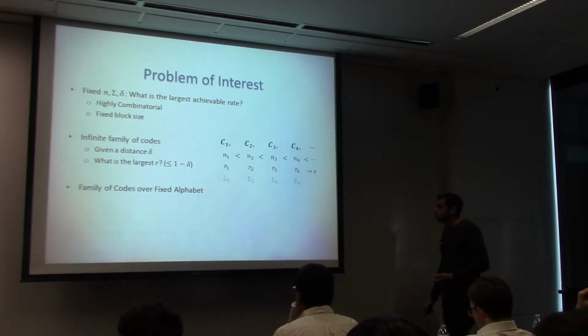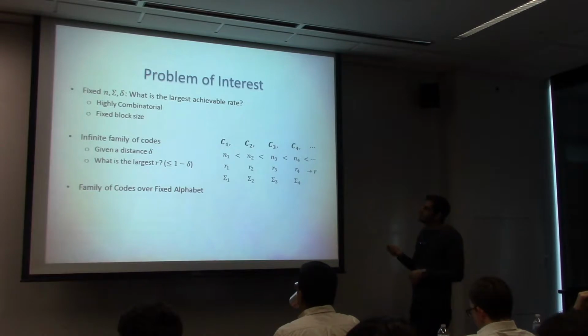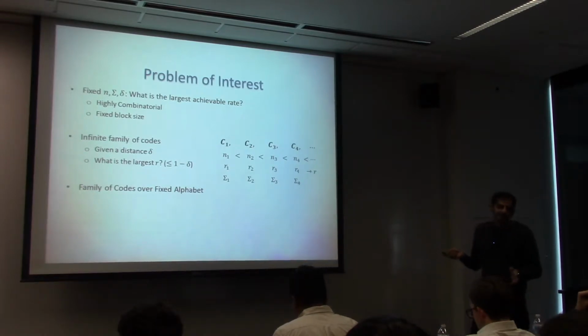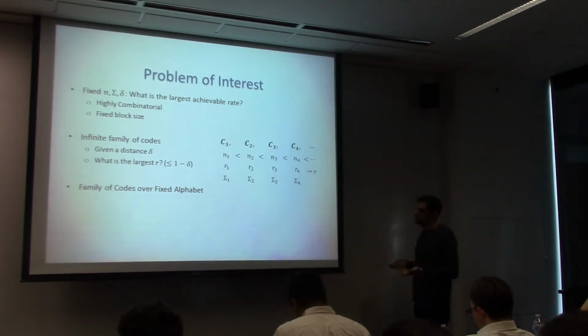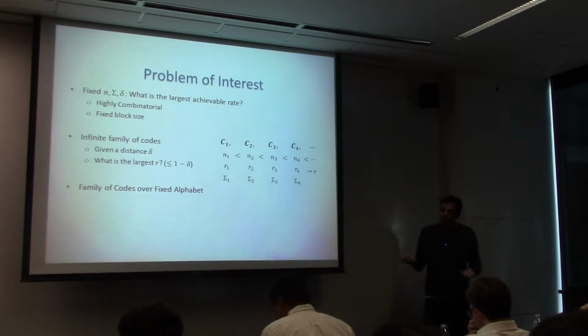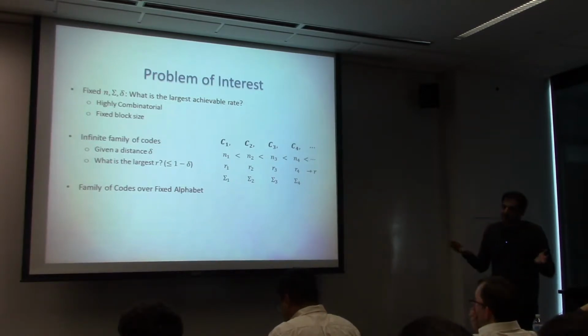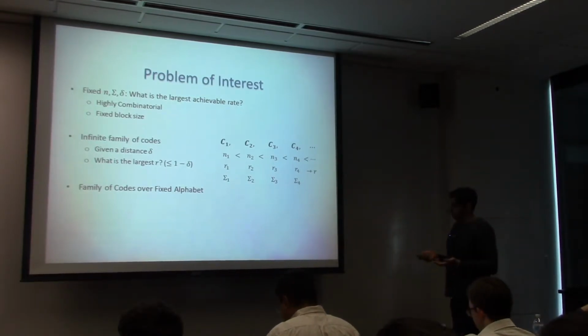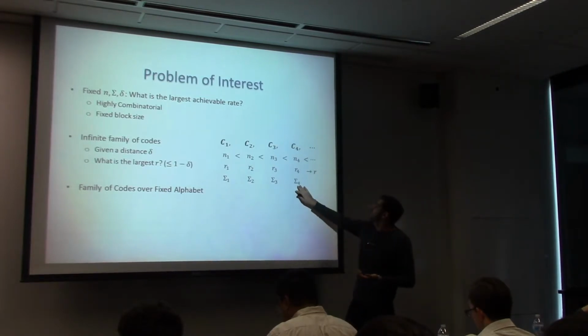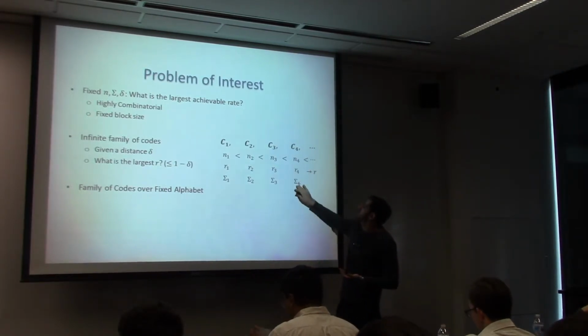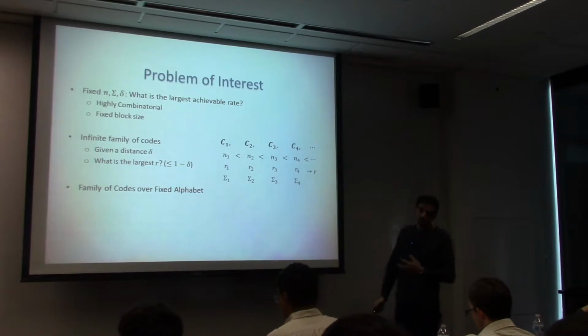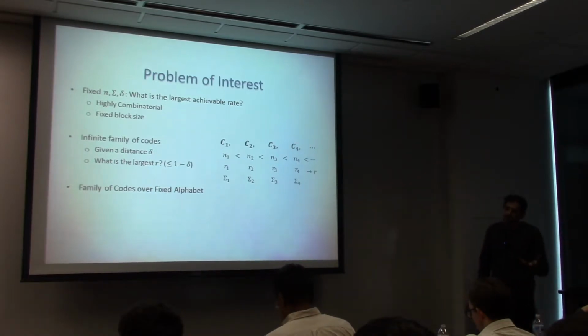And so generally, these codes can be defined over different alphabets, and that makes the problem a little bit easier, like Reed-Solomon codes, which you might have heard of, or codes over alphabets where the alphabet size actually grows linearly in terms of this n. But today we are going to consider only families of codes over a fixed alphabet size.